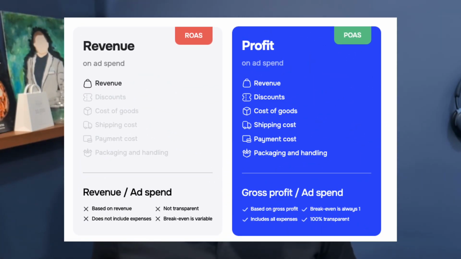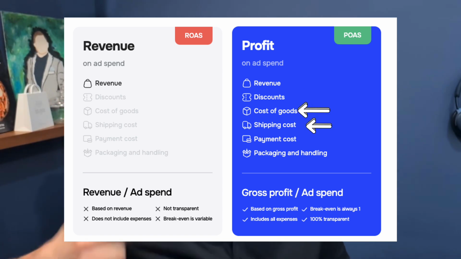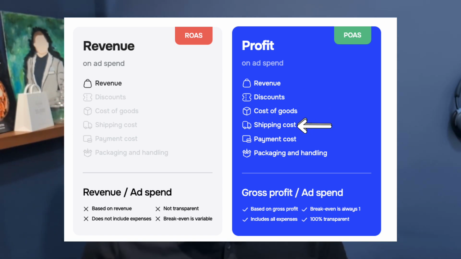Each transaction tells Google exactly what margin or contribution margin or gross profit is derived from that transaction. So it knows that product A has a low margin and product B has a high margin, which it can use to set the bids accordingly because it gets the data right from the get-go. If we take this example, then gross profit is calculated like this. What we're right now sending to Google is just revenue. On the other hand, if we send in profit or gross profit or contribution margin, then we're sending in revenue minus discounts, minus cost of goods sold, minus shipping costs, minus payment costs, minus packaging and handling.